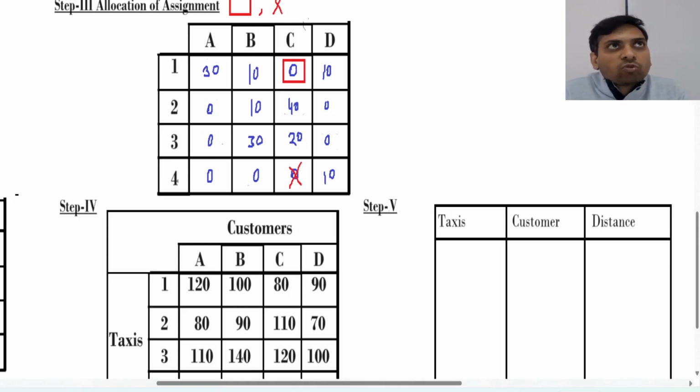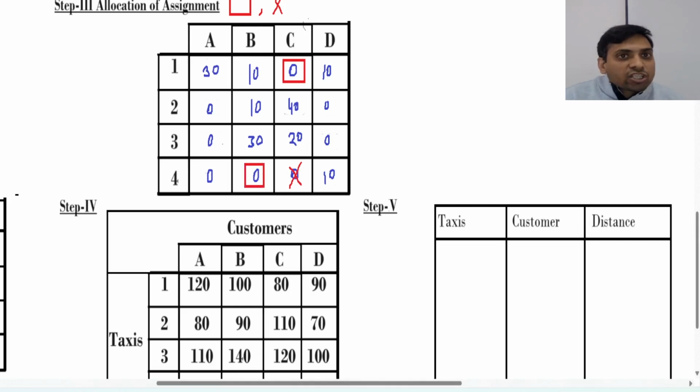Now the other option is what? If we don't have a single zero row, then we will search for a single zero column. So we will search from the first column. In the first column there are 3 zeros, so we will not select this first column. Now in the second column we have only 1 zero. So we will put a box on that 0. In the second column we have a single zero column, and in this single zero column we will put a box on that 0.